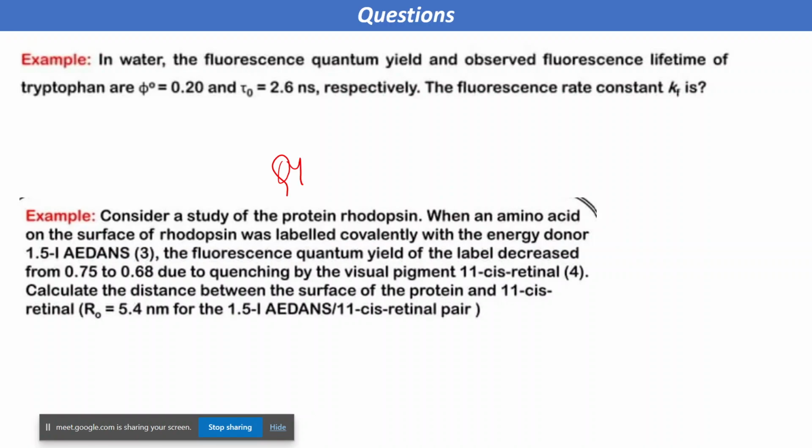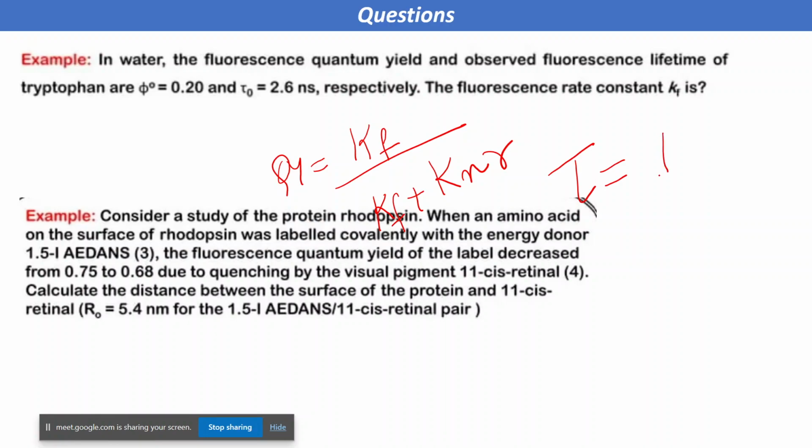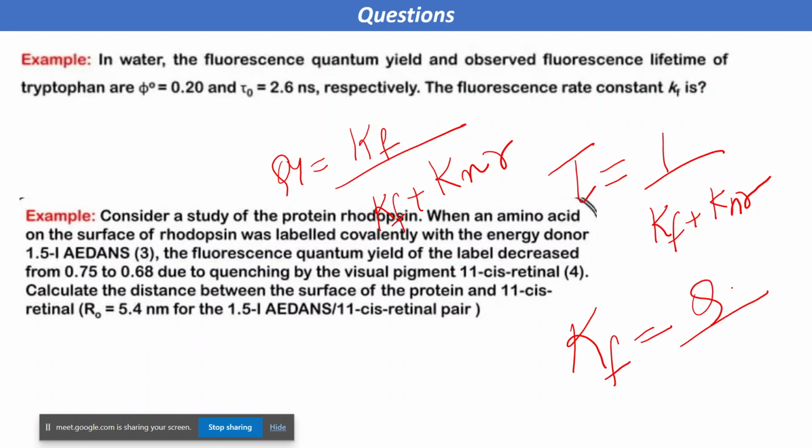You know that quantum yield is the emissive rate of the fluorophore divided by the emissive rate of the fluorophore plus the non-radiative rate. And what is lifetime? It is tau equals 1 divided by Kf plus Knr. So the fluorescence rate constant is quantum yield divided by fluorescence lifetime, tau.